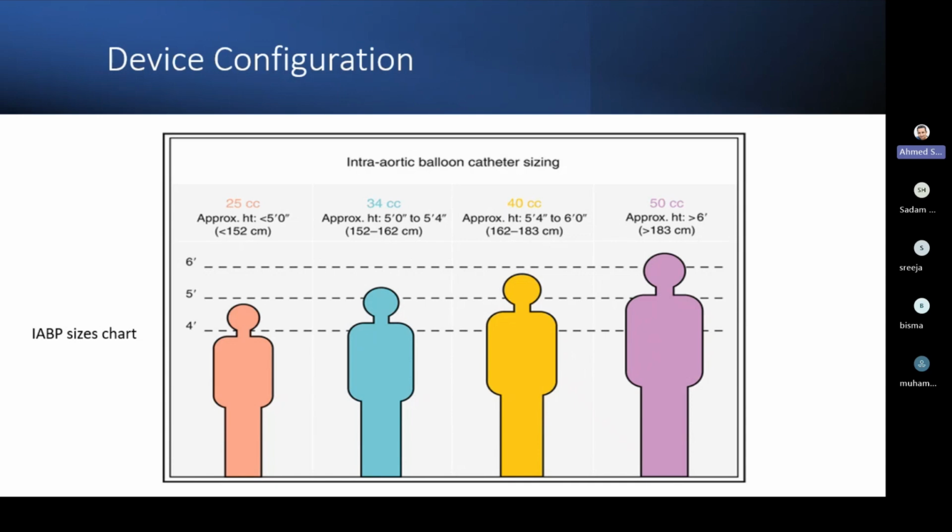And this is the IABP size chart and the selection of the intra-aortic balloon size based on the patient height. And as you see, there is a size which is 25 for the children, and 34 to 50 which is for the adult based on their height in centimeters.